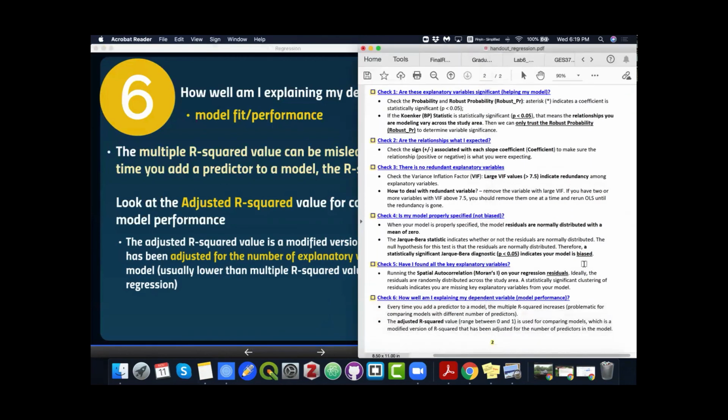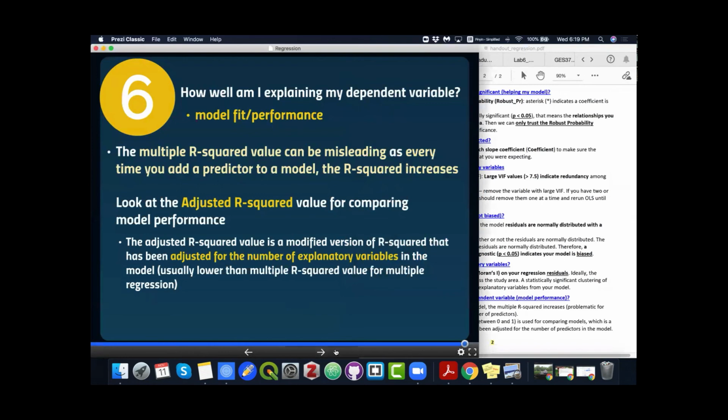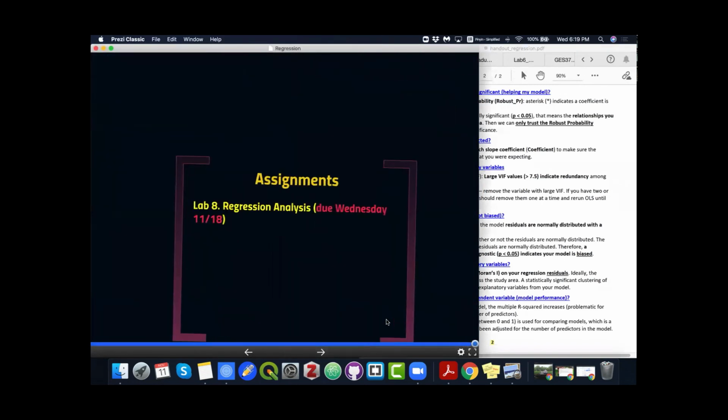However, for you to do your homework and also to run your model in the future, you can use the handout from last time. I will send it to you again. I probably should have sent it earlier, but let me send it again in case you don't have the document. Feel free to use the regression handout as a reference to go through the 6 checks and use this as a cheat sheet. Okay, so any questions for the 6 checks here?